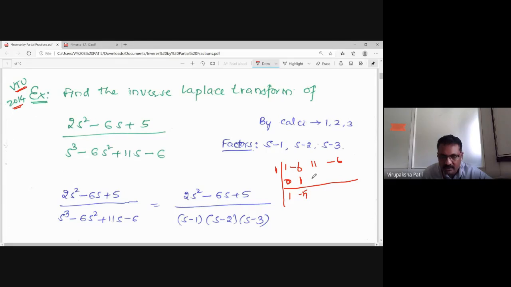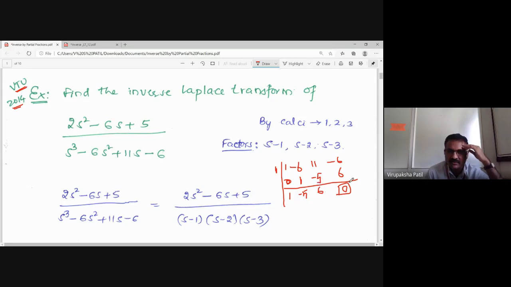Now multiply this and this. Plus 1 into minus 5 becomes minus 5. Now add these two, what happens? It becomes a 6. Okay, now 1 into 6 becomes 6. If you add these two, this constant term will become a 0. The constant term at the end you should get is 0. This method is called the synthetic division method.